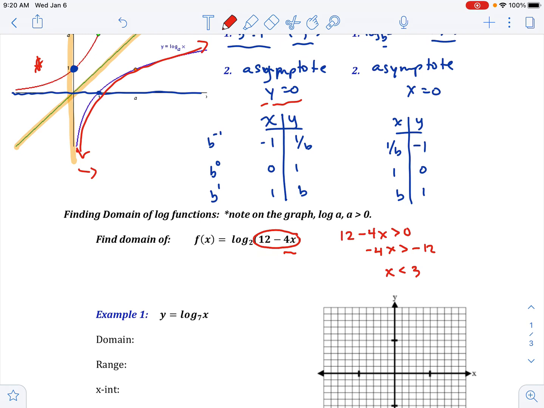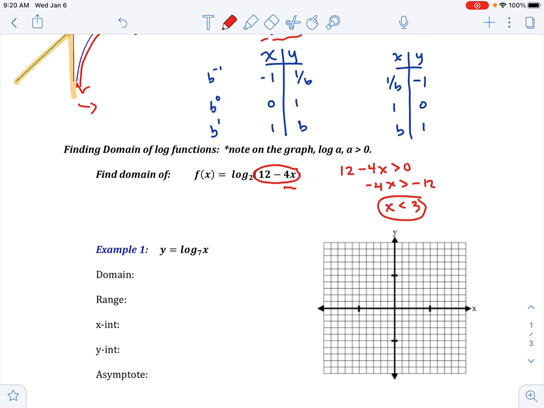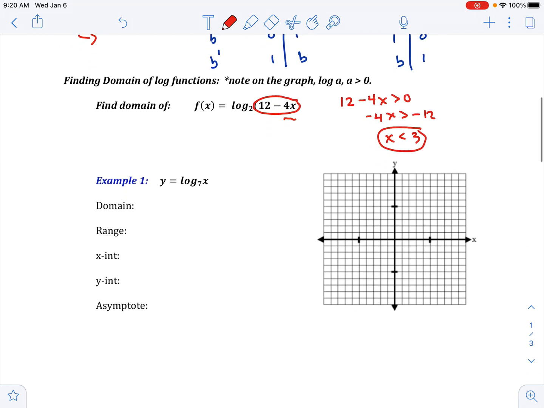Okay, so that's why that is. Now, why is the domain important? Well, remember that the domain is also tied to our asymptote. So if our domain is x is less than 3, then that means our asymptote is x equal to 3. So just keep that in mind. That's important, especially when we get into graphing.